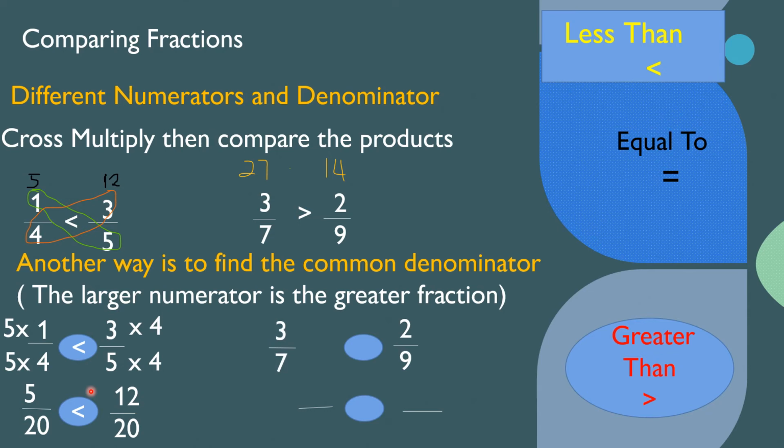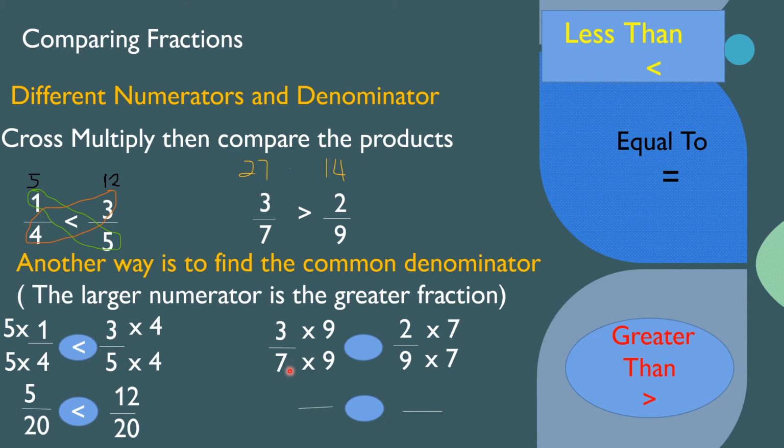Okay, one more. Or another one. We have here 2 more examples. 3 over 7. What should be the equality sign there? So, multiply ko muna sila ng 9. Kung ano yung denominator dito. Tapos ito naman, multiply ko sa 7. Kung ano naman yung denominator ng isa.